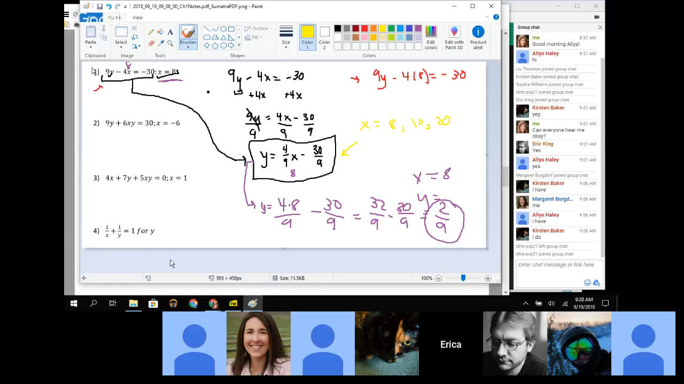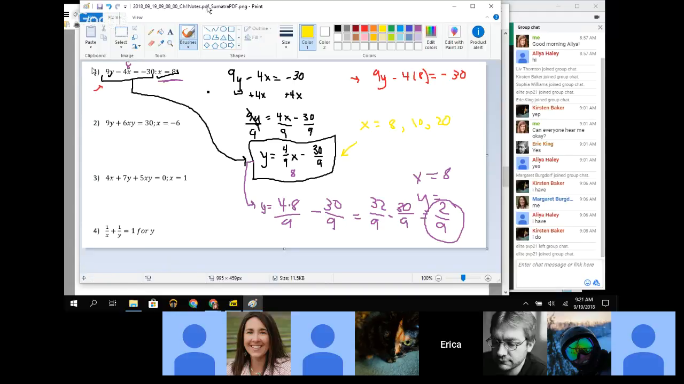Has everybody graphed with a graphing tool before? Yeah. Okay. If you haven't, it's okay. We're going to become familiar with this. But I just want to show you something, especially since we're online, it's easier to visualize.